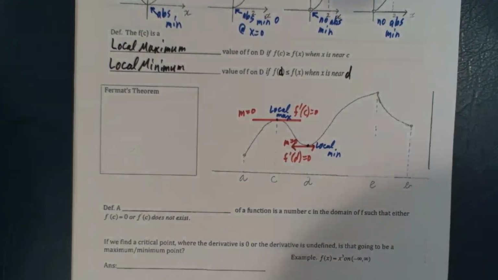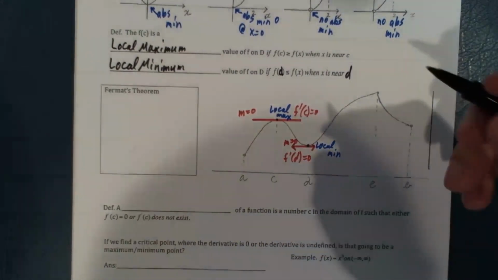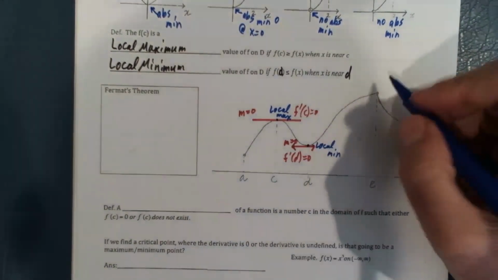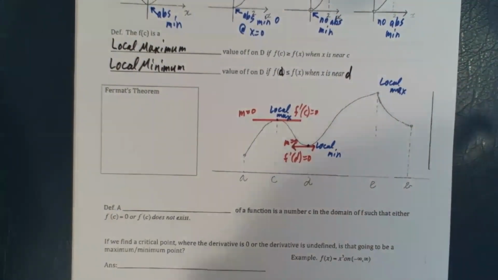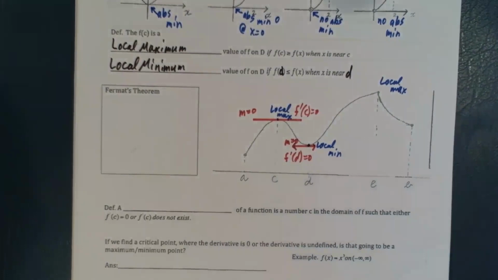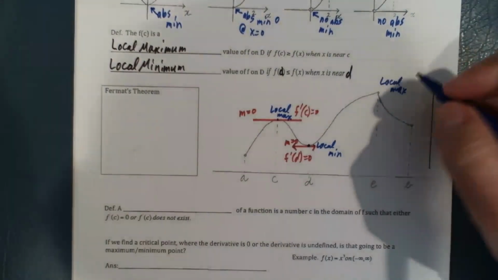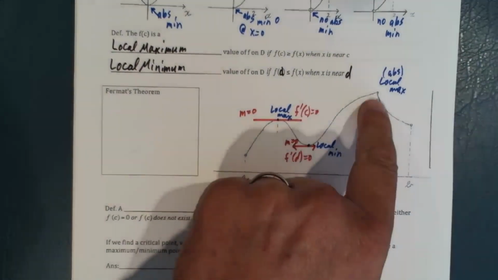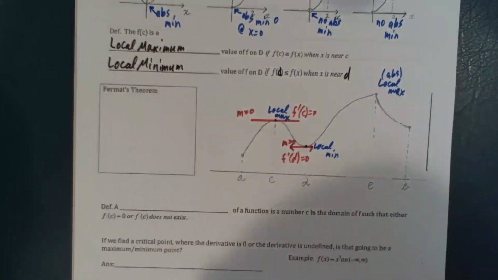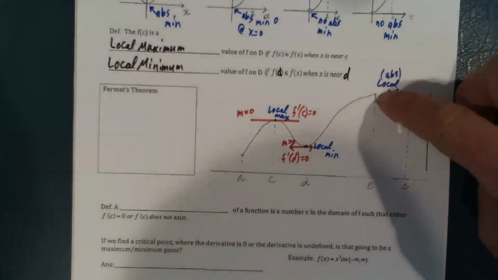And when we have something kind of weird, like here at E, f prime doesn't exist, but we do have a local max. So there is a local max. However, by the way, this is also the absolute max of the entire function. We can see it's the highest point total. So it's very possible that there can be an absolute and local max or min like we have there.